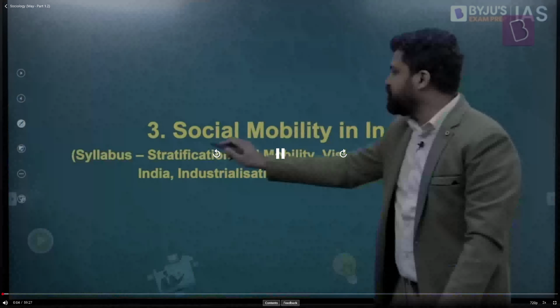So social mobility is linked with paper 1 and some part of paper 2. In paper 1, there is a section, stratification and mobility. Yes, it is relevant there. And then you have topics like vision of social change in India, industrialization, urbanization. These are all paper 2 topics. So there also it will be relevant since we are talking about India-specific things.